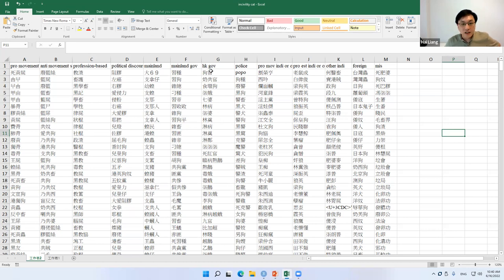For example, this category is targeted at the Hong Kong government. This is several terms, one, two, three, four, five. They are all talking about the local leader, Carrie Lam. But there are different variations.